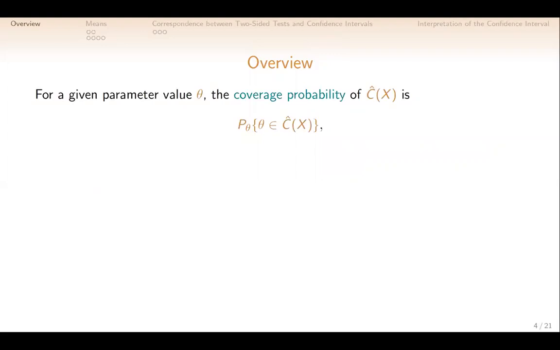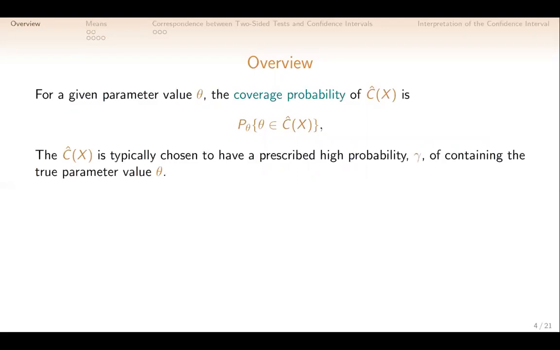Okay. So some definitions that we have to learn. If I give you just any subset of the parameter space, and then you plug in your observations, you'll get a random subset of the parameter space, and I can ask the question, if theta is the true state of nature, what's the probability that the parameter lies in this random set that I just picked? And that has a name, it's called the coverage probability.